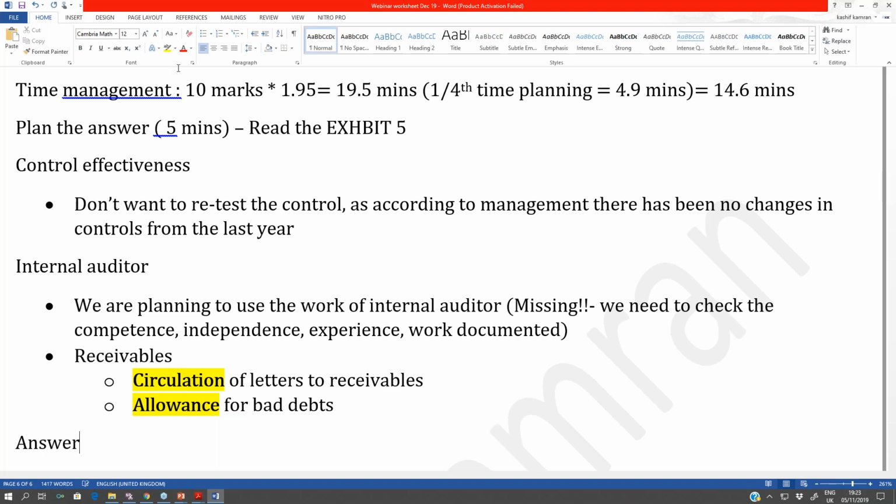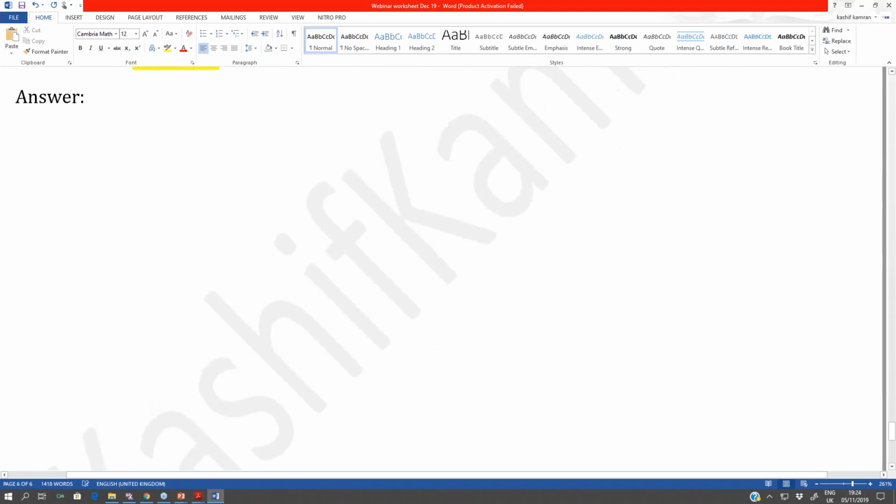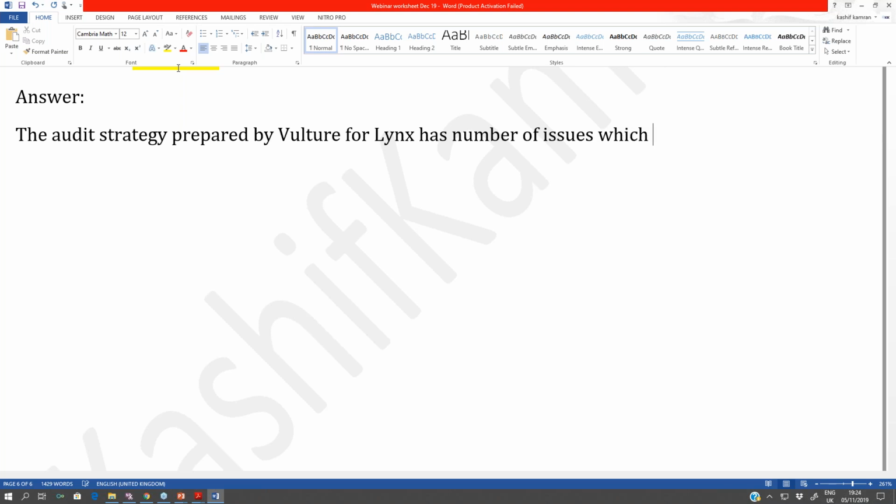Let's make a planned answer. How would you be writing the answer? I'll not be giving you a complete answer, but at least I'll give you a start. How would you be starting to write the answer for 10 marks? Okay, let's see the answer. The audit strategy prepared by Vulture for Links has a number of issues which are evaluated as follows. So you're telling the examiner, the audit strategy prepared by Vulture for Links has a number of issues which are evaluated as follows.